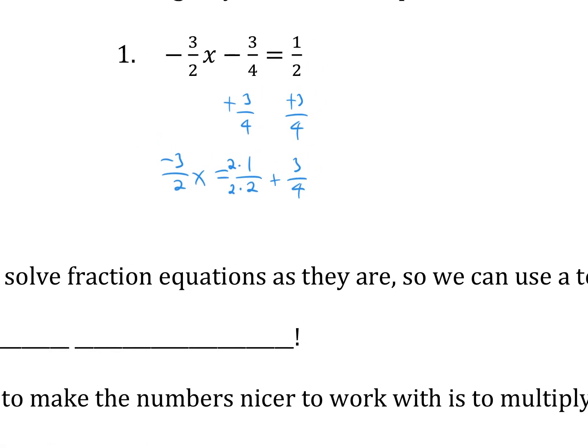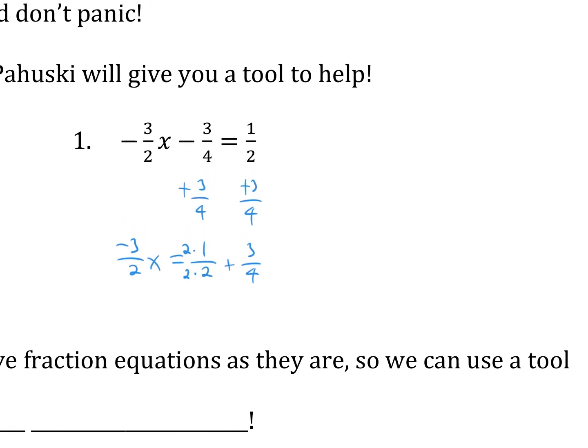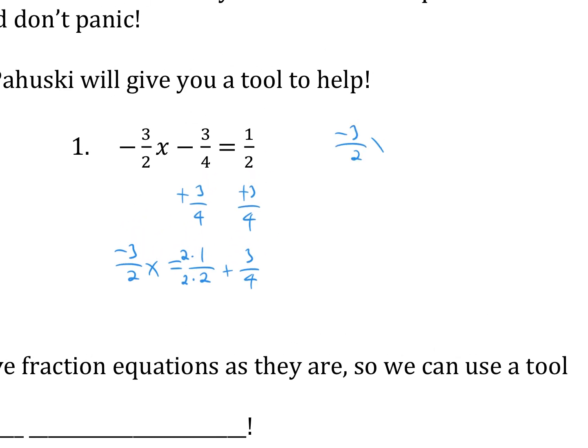So now we have negative 3 over 2x equals 2 over 4 plus 3 over 4. Now we can add those, and we get 5 over 4. Okay, and then how do we undo multiplying by a fraction? We can divide by the fraction, or what we're technically doing is multiplying by the reciprocal. Reciprocal is when we flip the fraction. We're going to multiply both sides by negative 2 over 3. These are going to cancel, because it's literally 6 over 6, which equals 1.